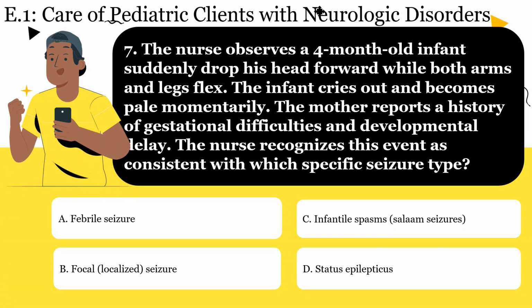We know that febrile seizures occur between 6 months and 5 years and are associated with rapid temperature changes. And status epilepticus is a generalized and prolonged tonic-clonic seizure without regaining consciousness. Number seven, answer Charlie.